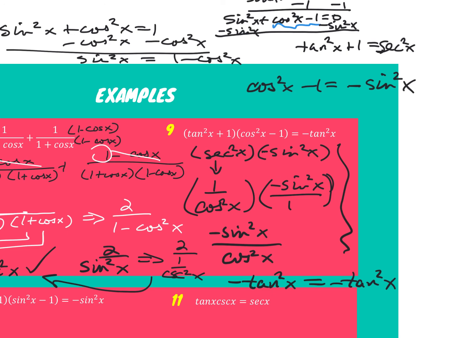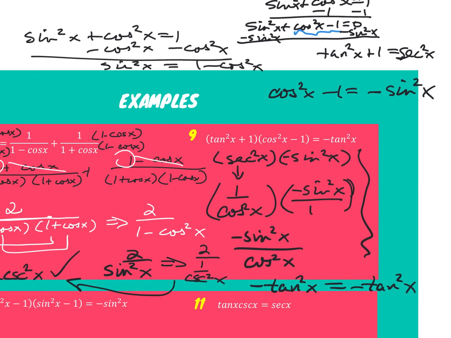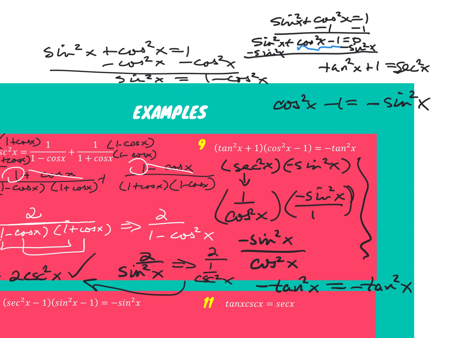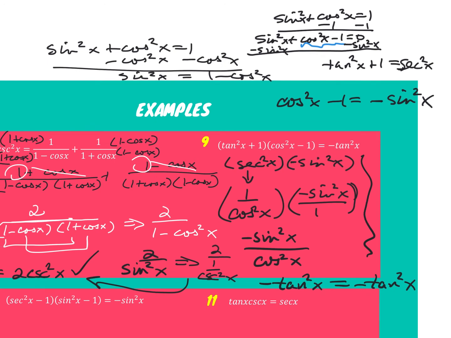Let me try 2 more. Again, if it helps you to have these Pythagorean identities already rearranged, you can do them ahead of time. If you're really quick at just manipulating, you don't have to do that. All right, let's try number 10.